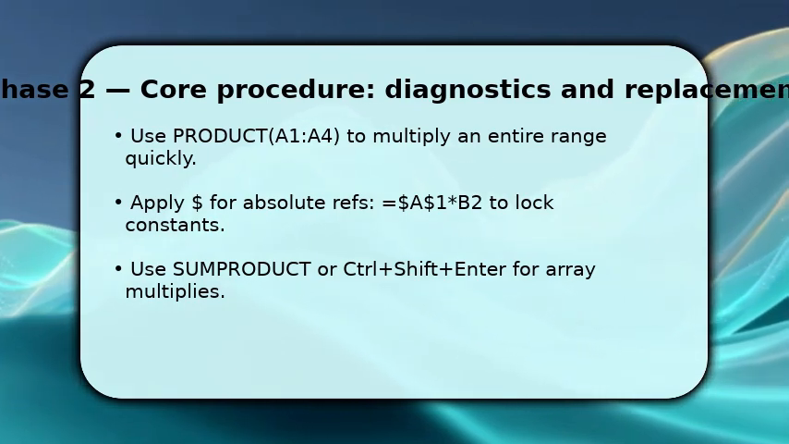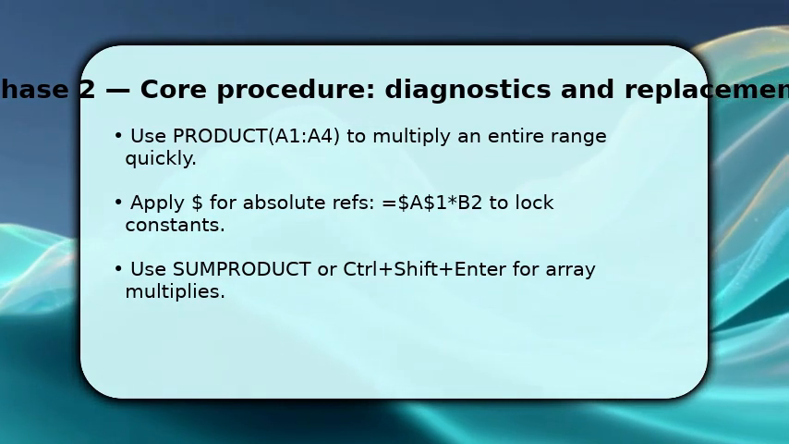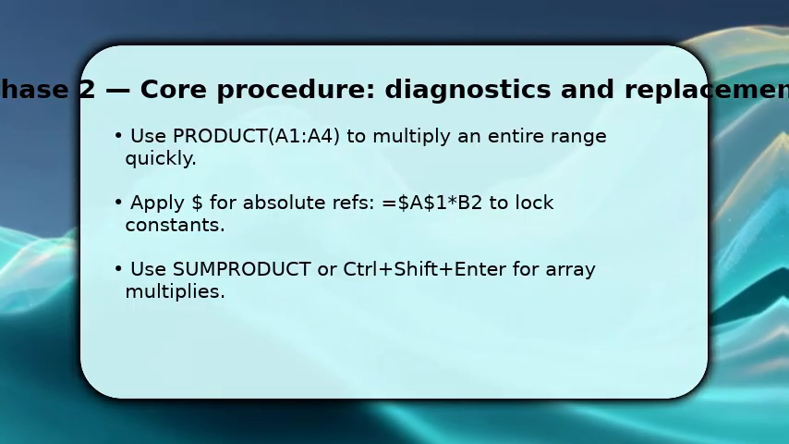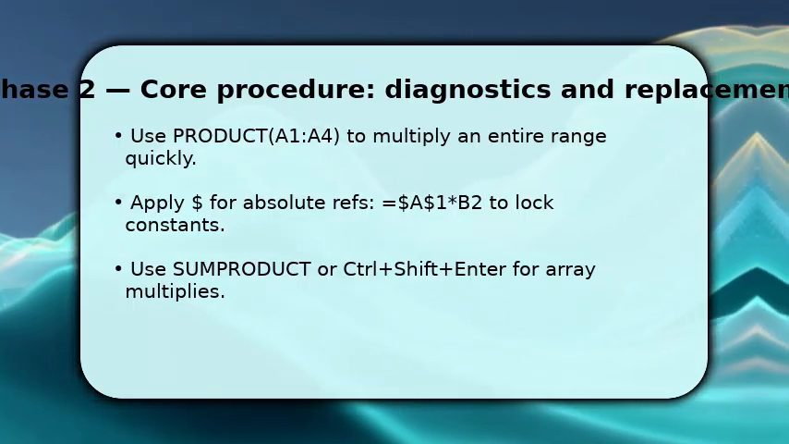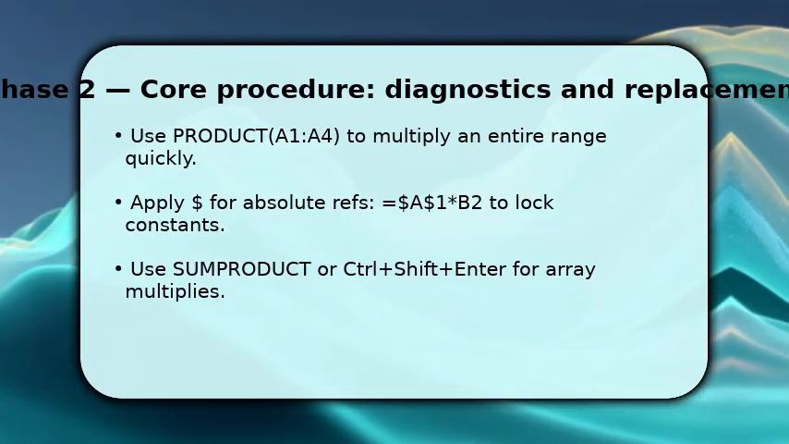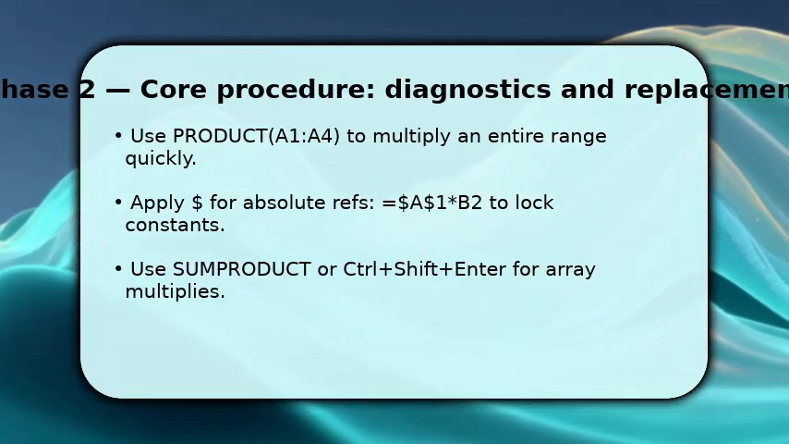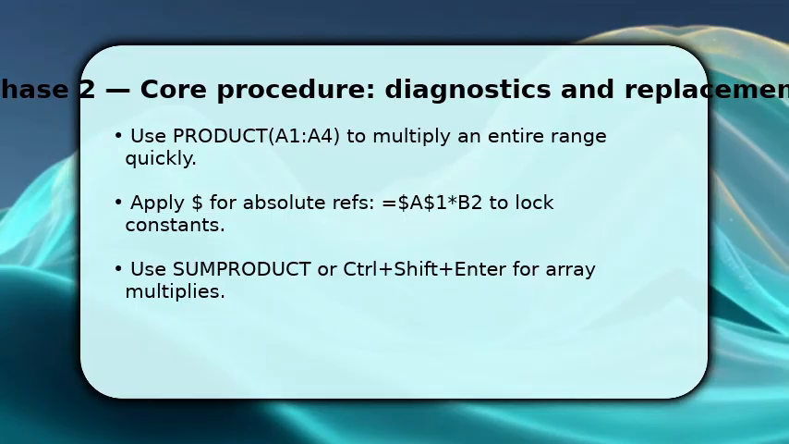Type =PRODUCT(A1:A4) to multiply 4 cells at once. If one factor is a fixed constant, lock it with dollar signs like =$1*B2, then fill down so the constant stays the same.